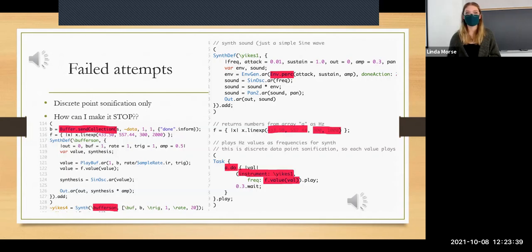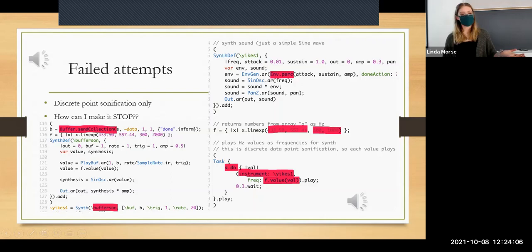This is what it sounds like. It's not great or particularly interesting, and that's okay. So I said, okay, this is not gonna work. I have to turn this into continuous. And I finally did by loading all of my data into something called a buffer, which is just like a storage space on SuperCollider.